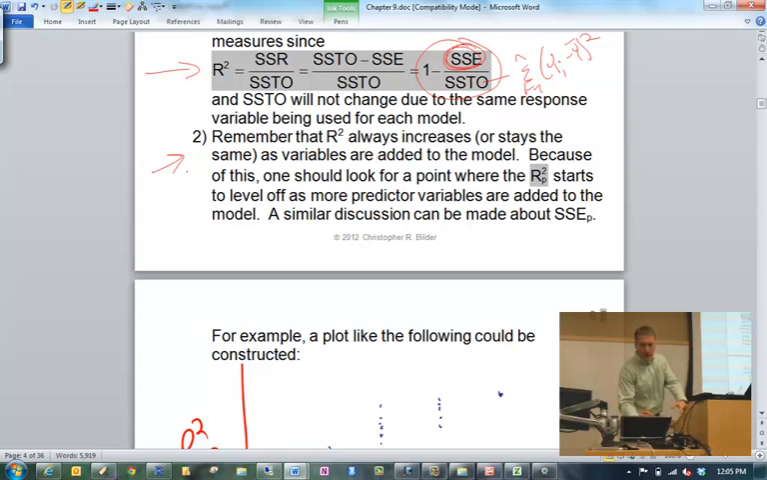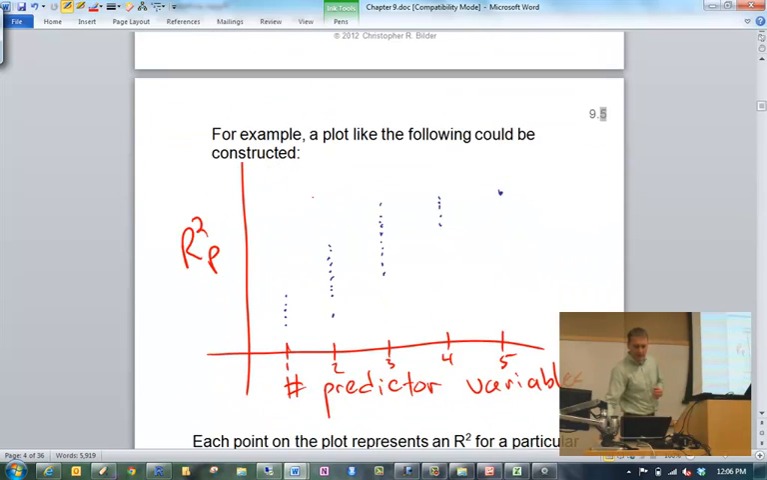Now, you also hopefully remember from chapter 6 that there's actually a problem with looking at R squared. Because I could keep on adding predictor variables to my model, and R squared is going to go up, up, up, up, up. It's never going to go down. So because of that, you can't necessarily look at a model that has the largest R squared. Rather, what you do is you look for a point where the R squares start to level off as a function of your predictor variables. Here's a plot demonstrating that.